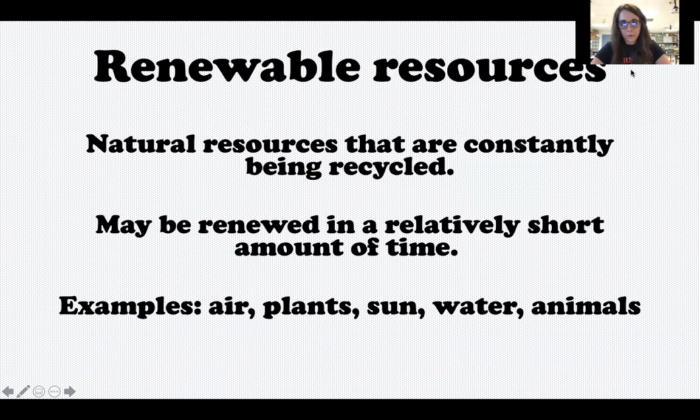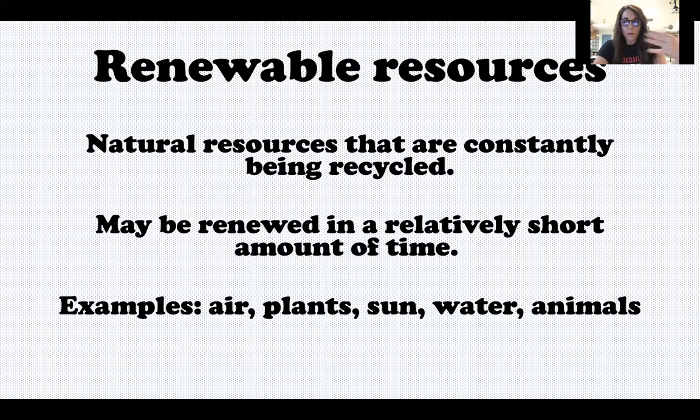So let's talk about a renewable resource. A renewable resource is a natural resource that is constantly being recycled. It may be renewed in a relatively short amount of time. In other words, we don't have to worry about running out of it, okay? Examples of renewable resources would be air, plants, water, sun, and animals, okay? The reason why air and sun are renewable is because nobody's ever said, stop using up all the air or stop using up all the sun. We have a constant supply of them, right? They're being constantly recycled and renewed.